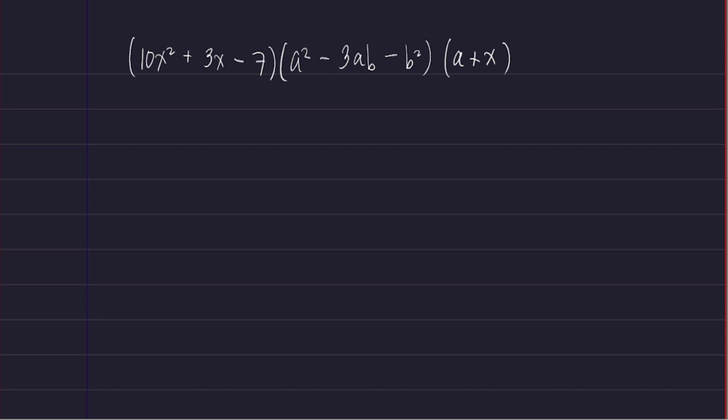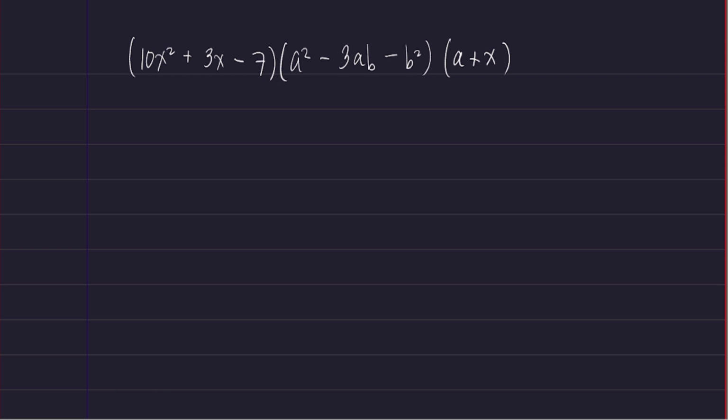Good day! Ngayon ay isosolve na natin yung naiwang problem sa multiplying algebraic expression, which is the quantity of 10x squared plus 3x minus 7 times the quantity of a squared minus 3ab minus b squared times the quantity of a plus x. Since all of these expressions should be multiplied, it doesn't matter kung alin yung una mong i-multiply. Pero the clue is that kailangan may isa muna tayong i-multiply dito sa tatlong to.